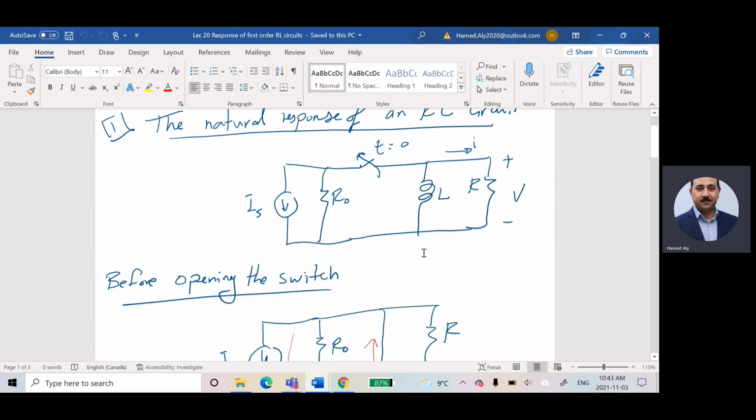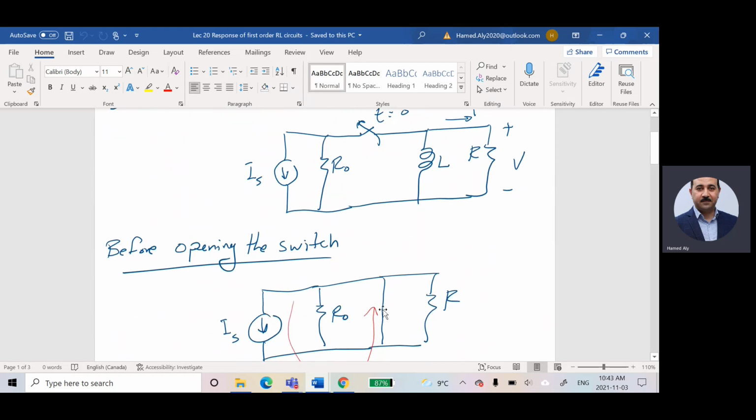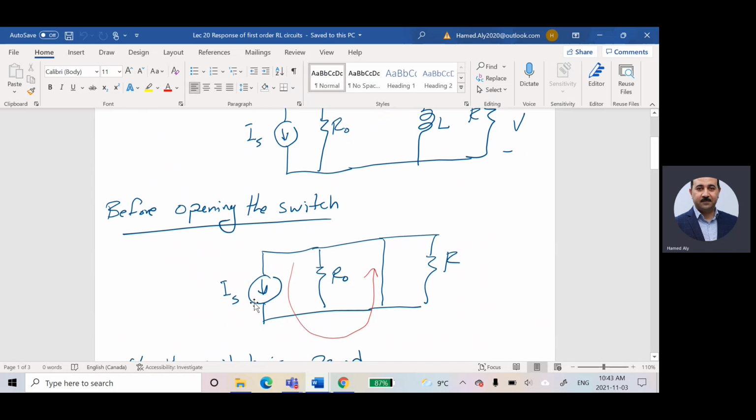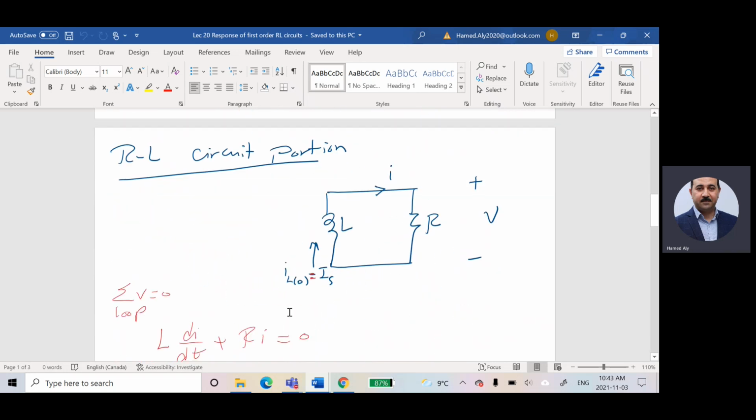0 negative means immediately before moving the switch position or opening the switch. So immediately before opening the switch, what is the current here? It was equal to the current IS. Immediately after opening the switch, I'm going to call this current IL of 0 positive. So I have 0 negative immediately before and 0 positive immediately after. So immediately after moving the switch, what is the current in this circuit? It's still IS. This is what I mean by the current is not changing immediately.